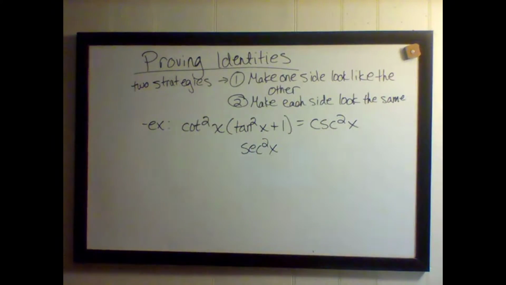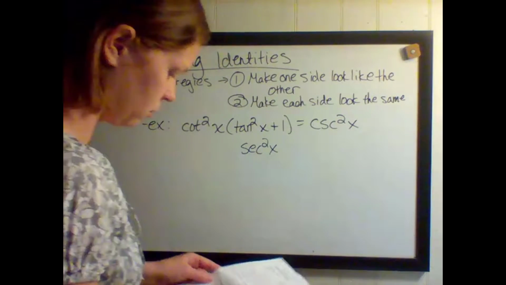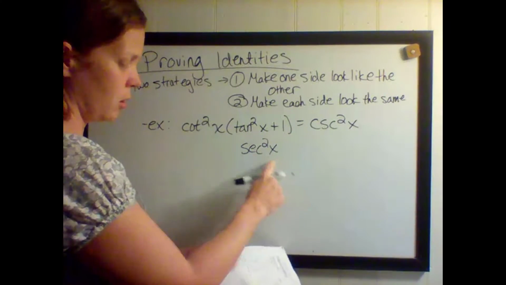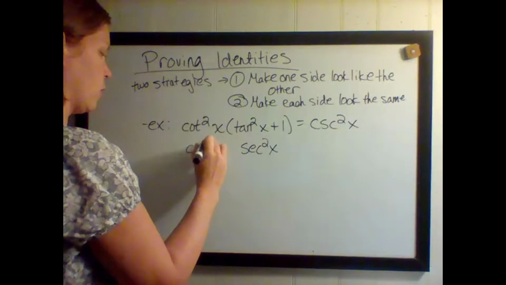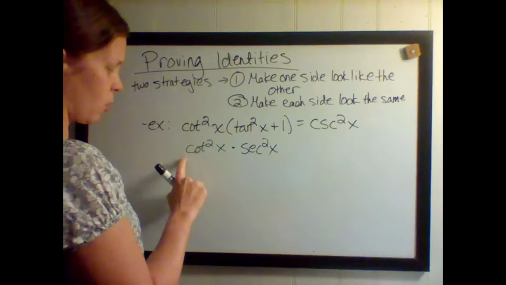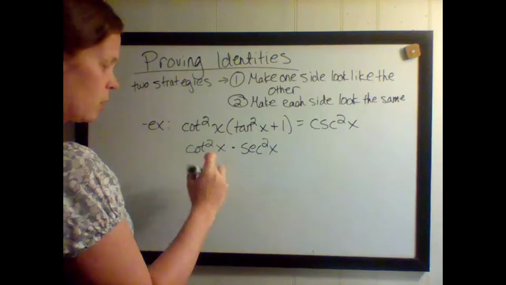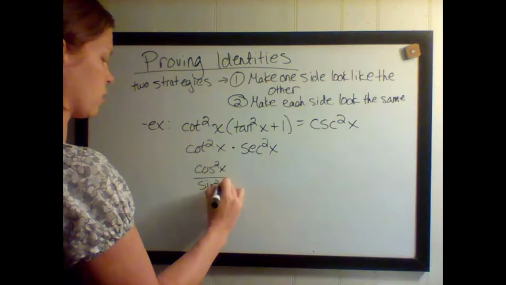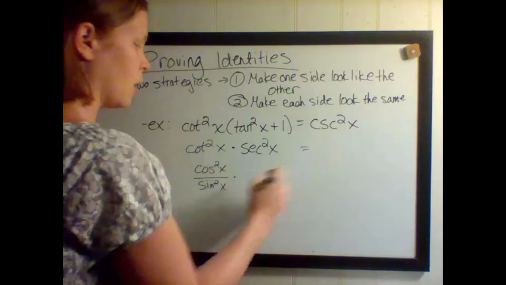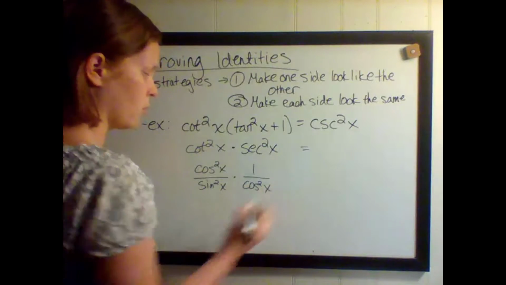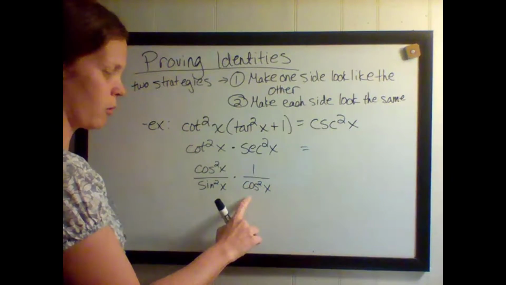So it helps to have your identity sheet handy, where you can try to find something that matches. So 1 plus tangent squared is secant squared. And bring down cotangent squared x. These are times. Now cotangent, I know that that is cosine over sine. So cosine squared x over sine squared x. And then I know that secant squared is 1 over cosine, so secant squared x is going to be 1 over cosine squared x.